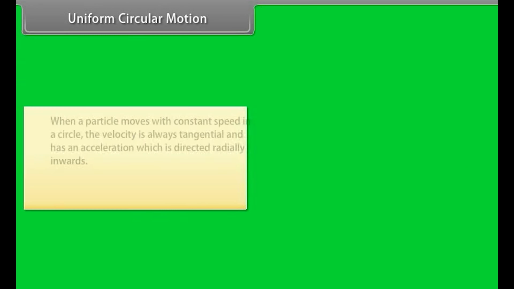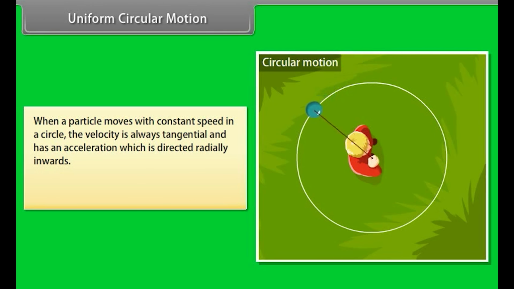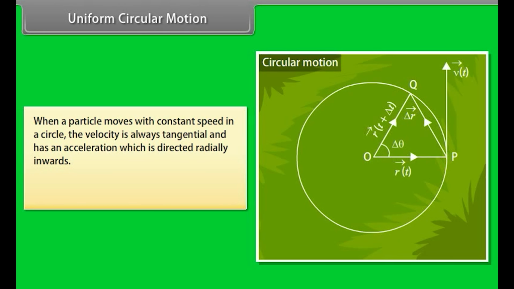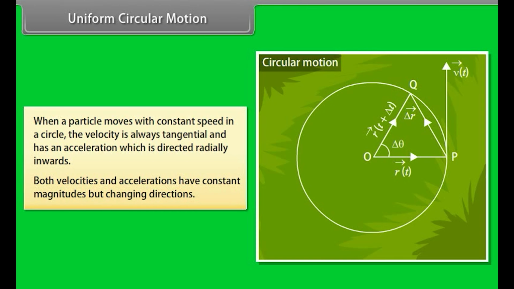When a particle moves with constant speed in a circle, the velocity is always tangential and has an acceleration which is directed radially inwards. Both velocity and acceleration have constant magnitudes but changing directions.